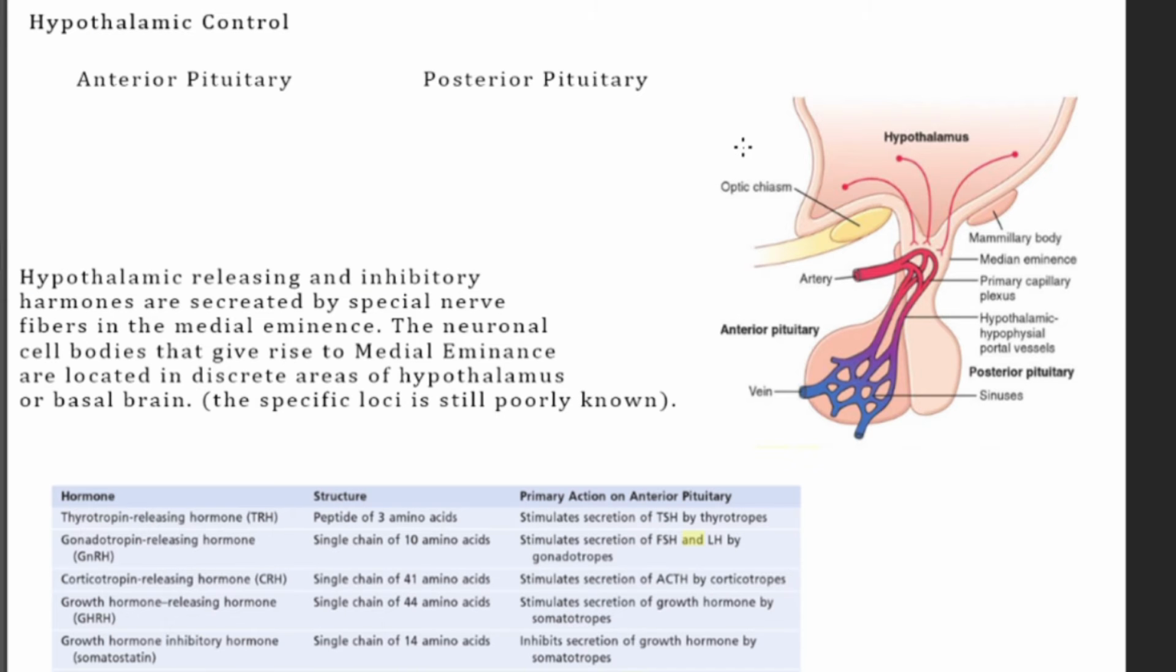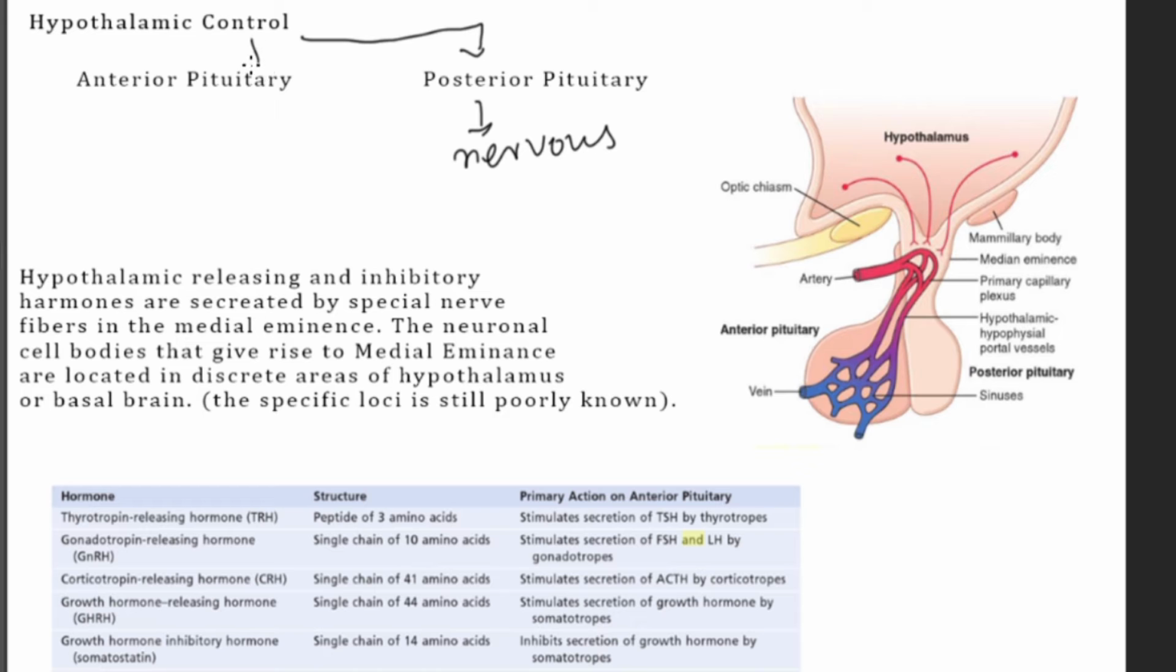Now moving on to the hypothalamic control. Hypothalamic control for the anterior and posterior pituitary is different. In the case of the posterior pituitary, we have nervous control. What does that mean? It means that the secretion from the posterior pituitary gland is controlled by nerve signals that originate in the hypothalamus and terminate in the posterior pituitary gland.